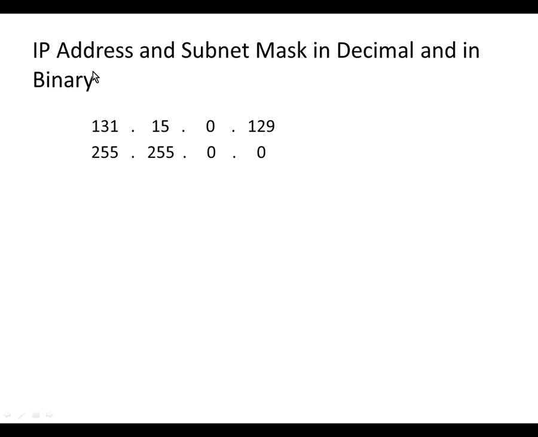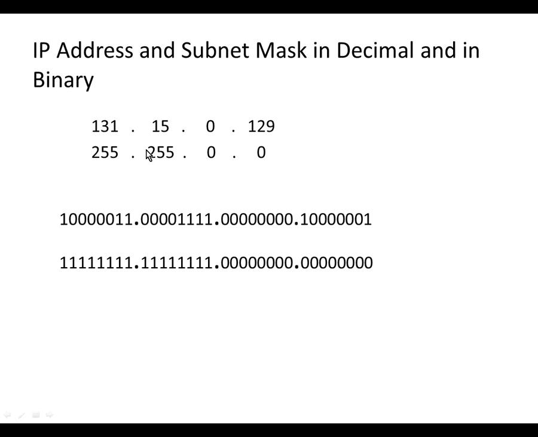Let's look at an IP address and subnet mask in decimal and in binary. Now you and I would go to a workstation, and to assign it an IP address we would type in 131.15.0.129, assuming that was the IP address we wanted to assign, and we would type in a subnet mask of 255.255.0.0 to indicate that the first 2 octets are network ID. But that's not how the computer sees it. The computer sees everything in binary. This is how the computer sees it.